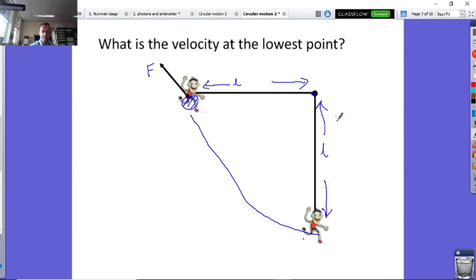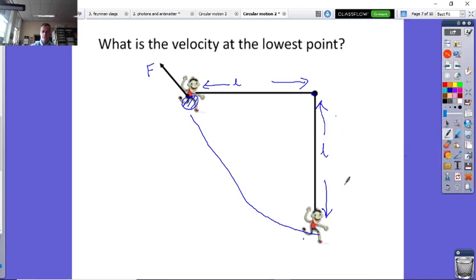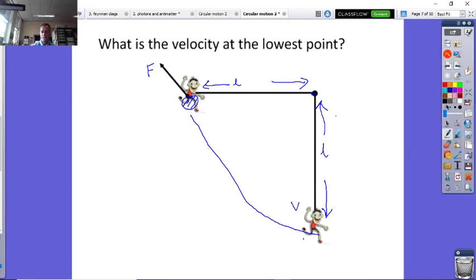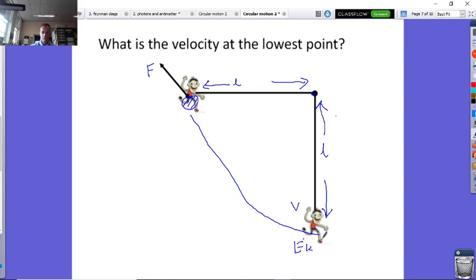Now, what they can ask is for you to work out the velocity at the bottom, which is dead easy. At the bottom here, I've got kinetic energy, which I'm going to represent as EK. And at the top, I'm going to say it has potential energy. But the loss in your potential energy is going to equal your gain in kinetic energy. We've done this before, haven't we?